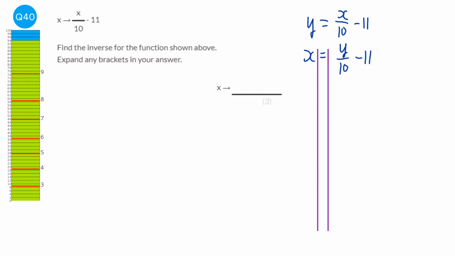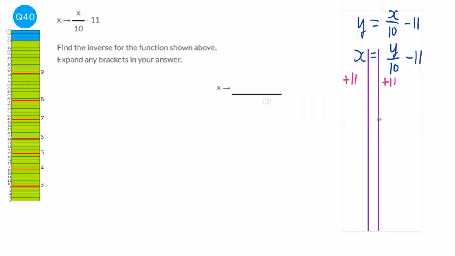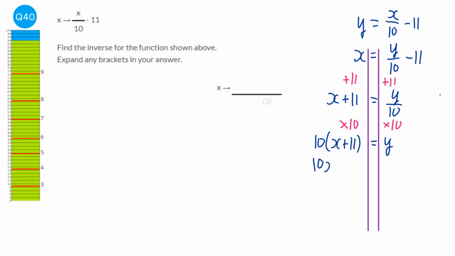Now the objective is to get the y on its own, to make y the subject. So we're going to first of all add the 11 to both sides. I've made an amateur move here. I've not left myself enough room, so let's just scoot that across. Okay, so add the 11, so it would be x plus 11 equals y over 10. Next thing we're going to do is multiply by the 10 to get y on its own. So it would be 10 brackets x plus 11 equals y. Expand those, would be 10x plus 110 equals y.